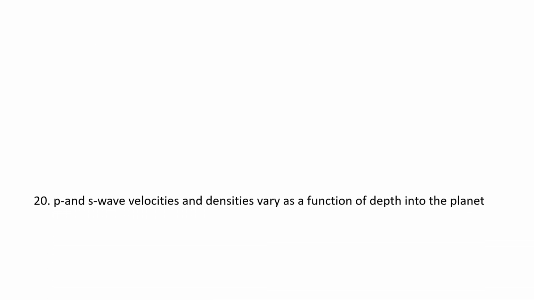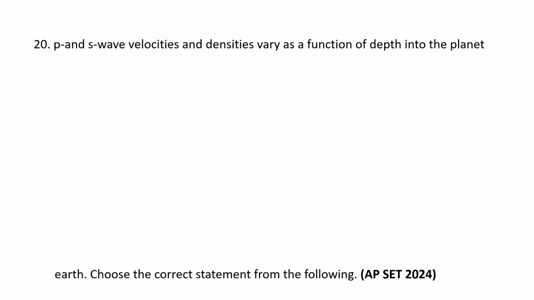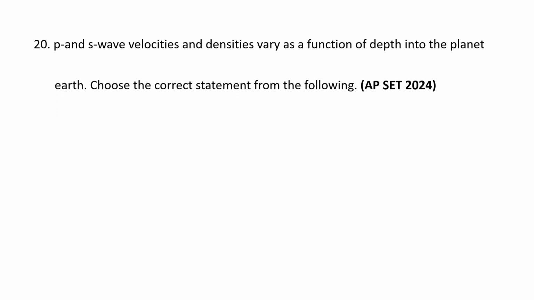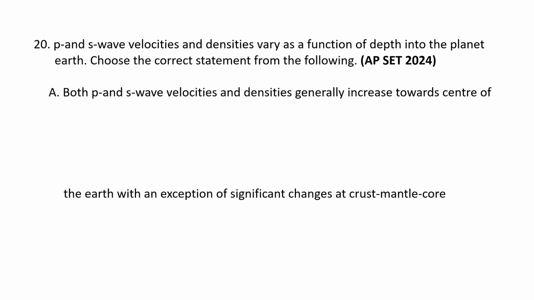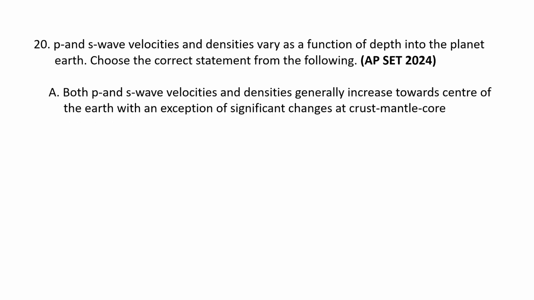Next question. P and S wave velocities and densities vary as a function of depth into the planet Earth. Choose the correct statement from the following. A. Both P and S wave velocities and densities generally increase towards the center of the Earth with an exception of significant changes at crust, mantle, core boundaries.